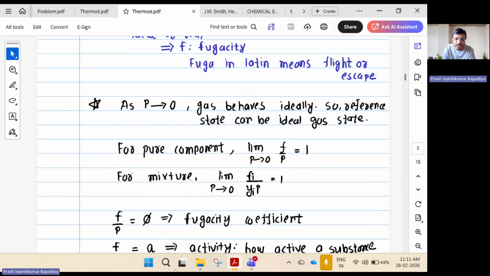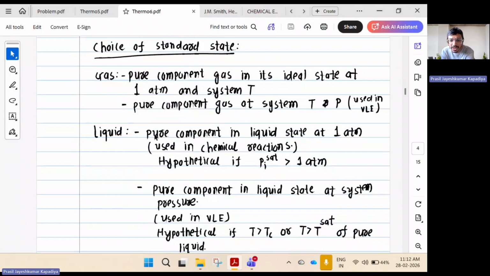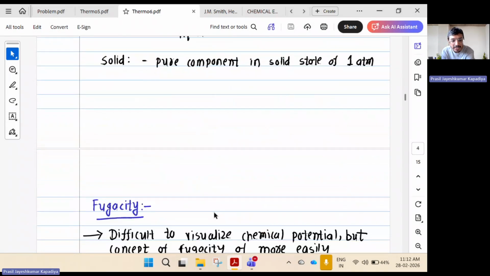Then these are very important questions. Maybe these are asked in GATE. When my pressure is tending to 0, my fugacity coefficient phi tends to 1. And for the mixture, the fugacity coefficient of the mixture, phi cap, tends to 1. That is f_i by y_i P. When I'm writing in terms of f by P, it is called fugacity coefficient. When I'm writing in terms of f by f0, it is called activity, which shows how active a substance is relative to its standard state. Okay. So then we had a look at various choices of standard states.